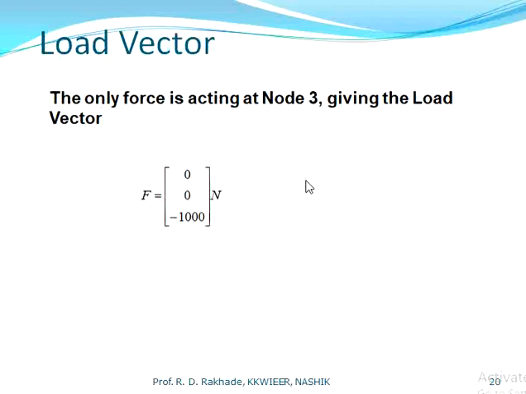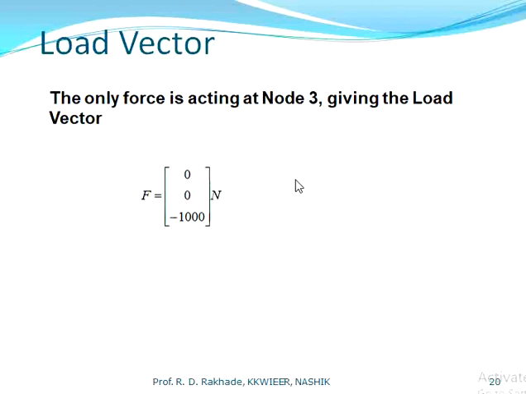Then similarly, the next step is the formation of the global load vector. There are three nodes, and only the third node has a compressive force, that is 1000 Newton. So we present negative for compressive and 1000 magnitude on node 3. The other nodes, node 1 and node 2, don't have any load.